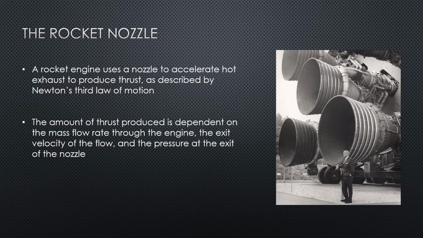A rocket engine uses its nozzle to accelerate hot exhaust gases to produce thrust, as described by Newton's third law of motion. The amount of thrust produced is dependent on the mass flow rate through the engine, the exhaust velocity of the flow, and the pressure at the exit of the nozzle.